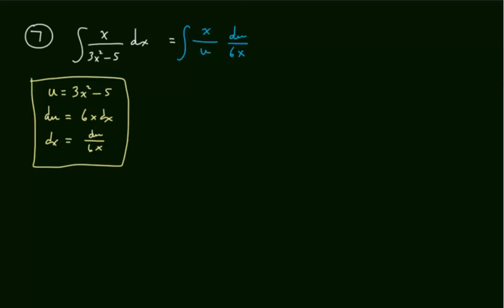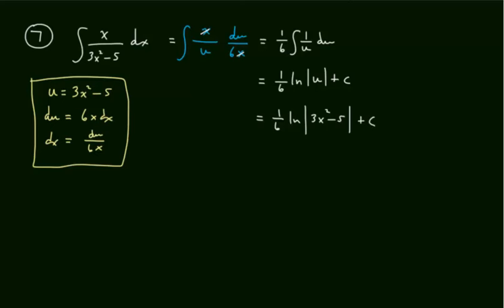Cool. So now I'm going to go to white, and my x's cancel out. My step would be to pull out the 1/6, the integral of 1 over u du. Hopefully you have this one committed to memory. The antiderivative of 1 over u du, book of memories, is natural log absolute value of u plus c. So my final answer, 1/6 times the natural log absolute value 3x squared minus 5 plus c.